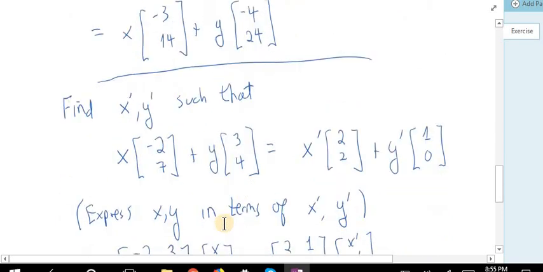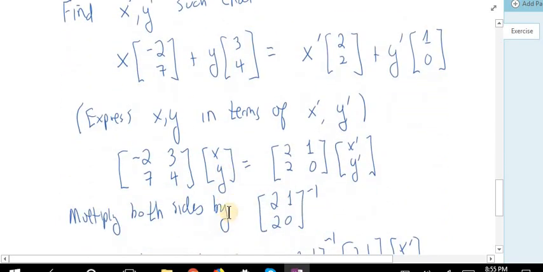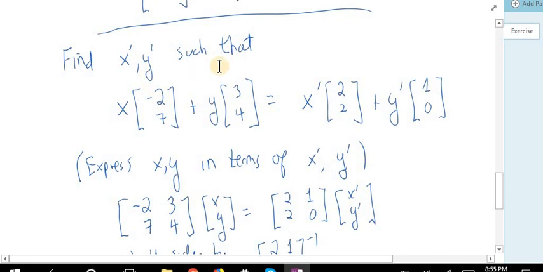So the last problem, along a similar vein, is I want to find x prime, y prime such that x times minus 2, 7 plus y times 3, 4 equals x prime times 2, 2 plus y prime times 1, 0. And I'm sorry, I said this the wrong way. This should say express x prime y prime in terms of xy. So let's switch that around, and we'll be good. So I want to express x prime y prime in terms of xy, and this is problem 3.